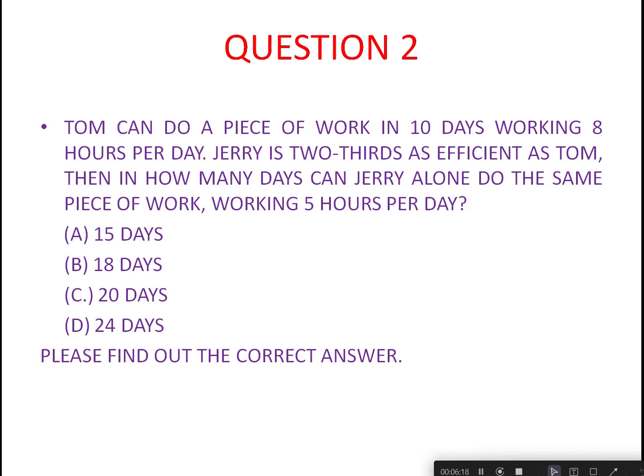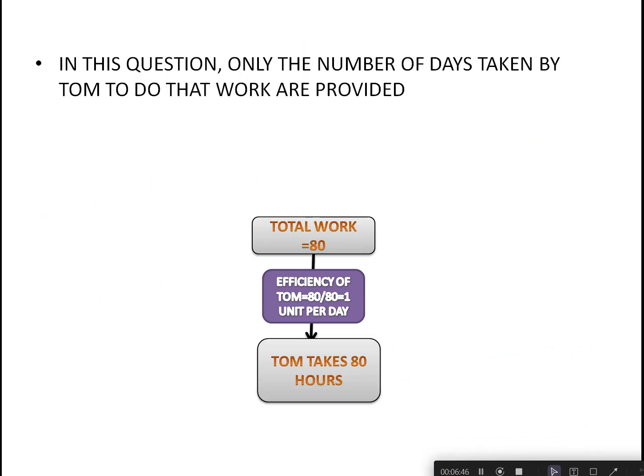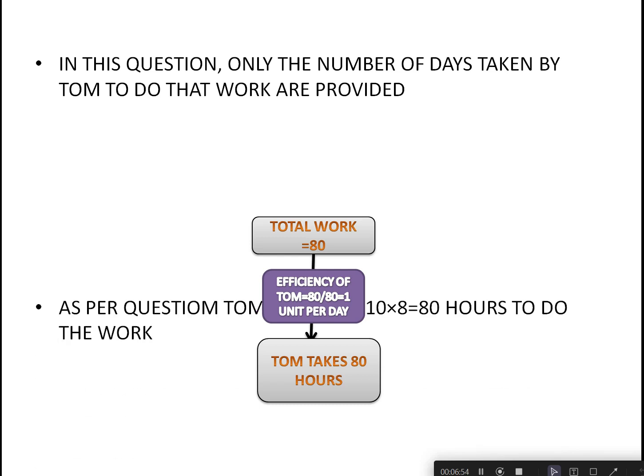Question number 2: Tom can do a piece of work in 10 days, working 8 hours per day. Jerry is 2/3 as efficient as Tom. Then in how many days can Jerry alone do the same piece of work, working per hour per day? So in this question, Tom is working 8 hours per day and for 10 days he will work. So the total number of hours will be 80 hours for Tom to complete the total work.